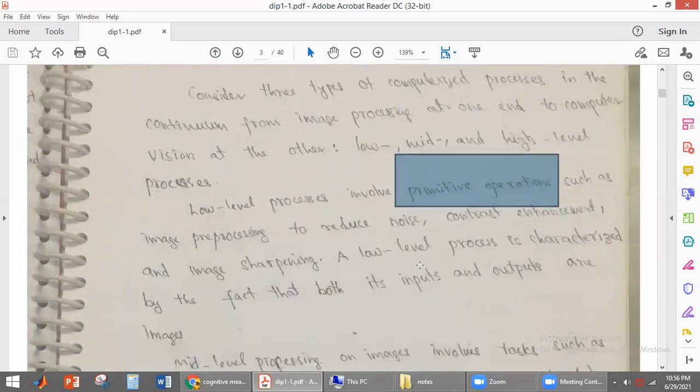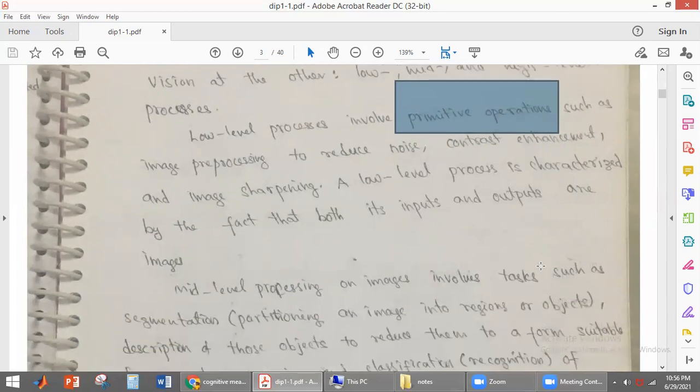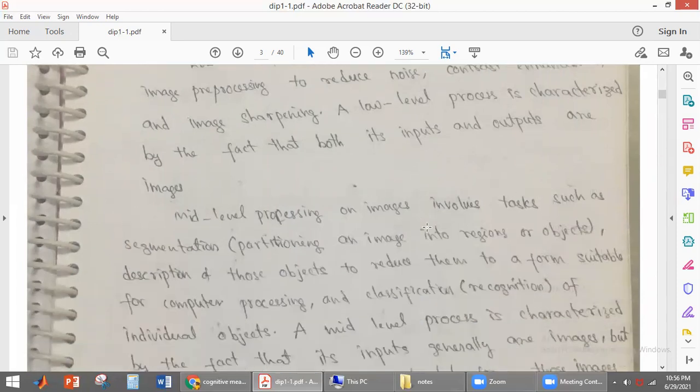So a low-level process is characterized by what? What are the input and output? The input and output are both images. Okay, so middle-level processing on images involves tasks such as segmentation and description of those images, to reduce them to a form suitable for computer processing.